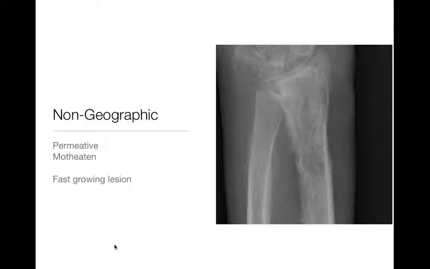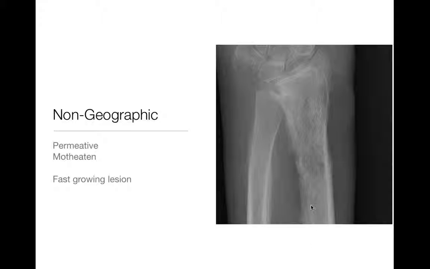I wouldn't get too obsessed about whether, well, is this really geographic with a wide zone of transition, or is this really permeative? Because both of those ways we describe it are going to make us think of dangerous things and more aggressive things. So don't get too hung up on that. But these lesions are going to be fast-growing, infiltrating lesions. They're going to spread throughout the bone. We're not going to get a good sense of where they are. You may have aggressive periosteal reaction associated with them.